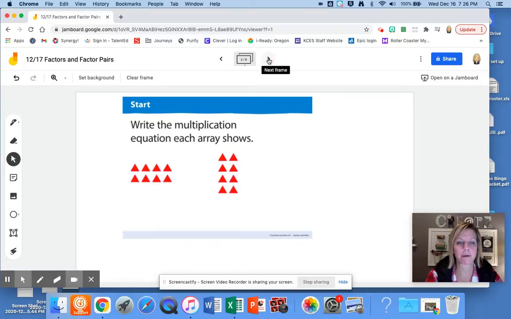Okay, so let's move on to our first. We're going to do a warm up. I want you to write the multiplication equation for each array. This array has one multiplication problem and this array has a different one. Go ahead and do that now.